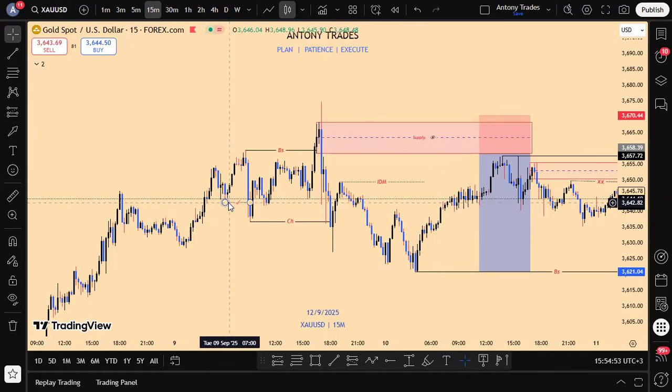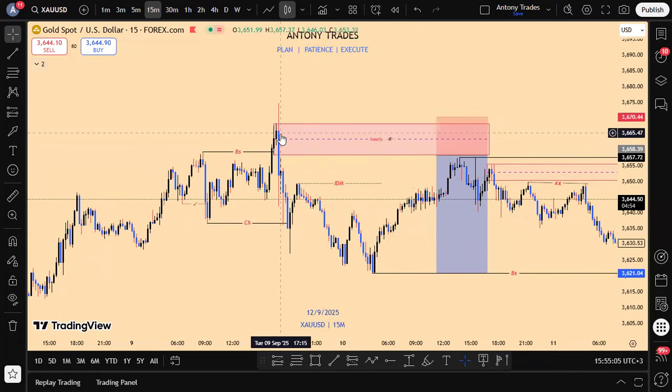This now became our inducement. Market swept that inducement and then went ahead and broke the structure. After this break of structure, I was not expecting market to come and break this low. This was my strong low. But market came back and broke this low. So that means now I have a change of character.